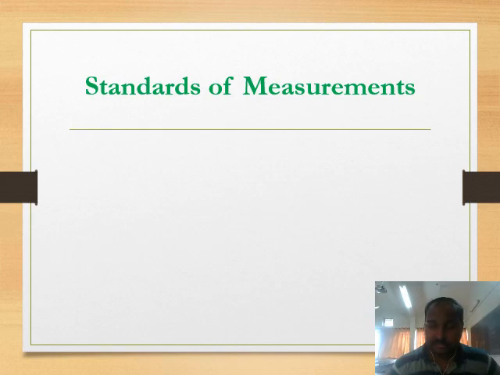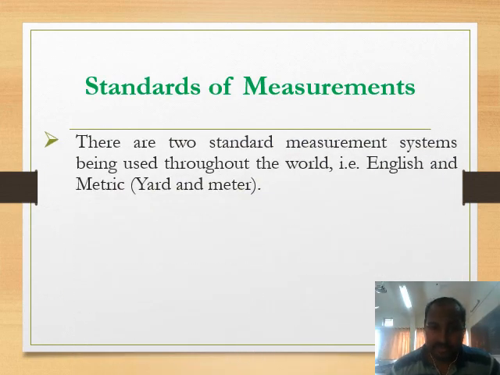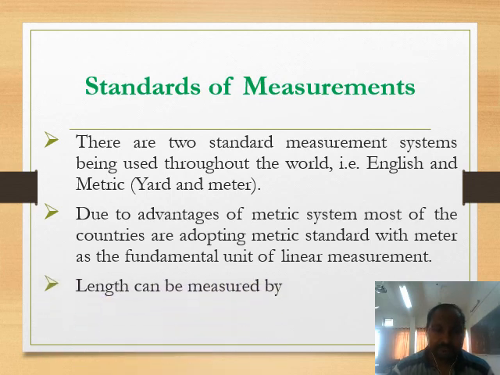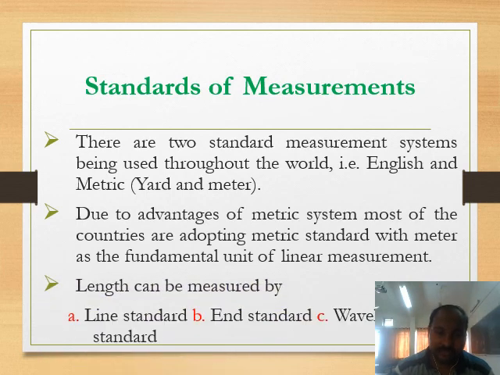Coming to measurements, there are different types of measurement standards. Let me first consider linear measurement. There are two standards for linear measurements: the metric standard, which is the meter, and the English standard, which is the yard. Due to the advantages of the metric system, most countries are adopting metric standards with the meter as the fundamental unit of linear measurement. Length can be measured by either a line standard, an end standard, or a wavelength standard.